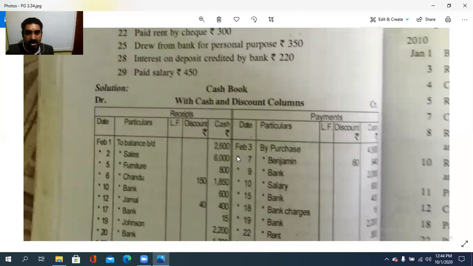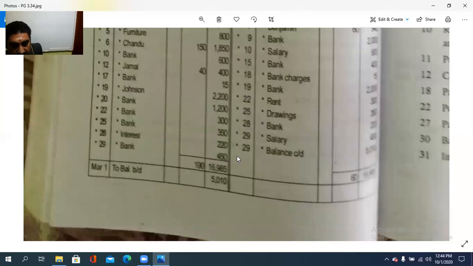Then take the total and we are getting 5,010. And see, the discount allowed account is only totaled. No balance is to be put. Debit 190 and credit 60. That is to be totaled up only and take the difference. That is the balance carried down and brought down. This is the cash book with the cash and the discount column.